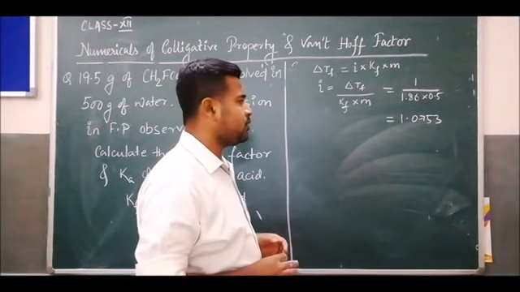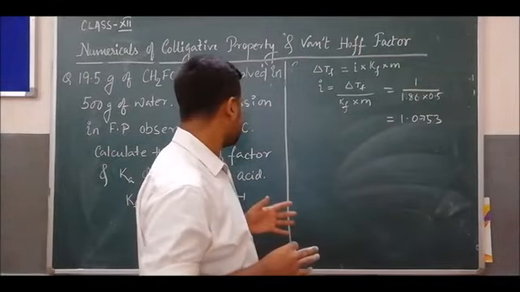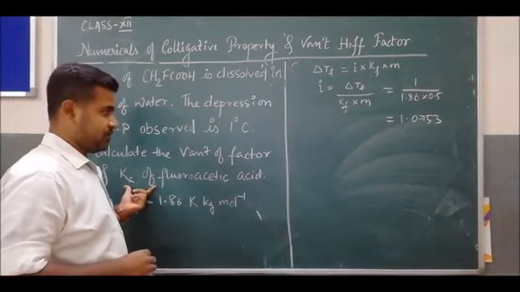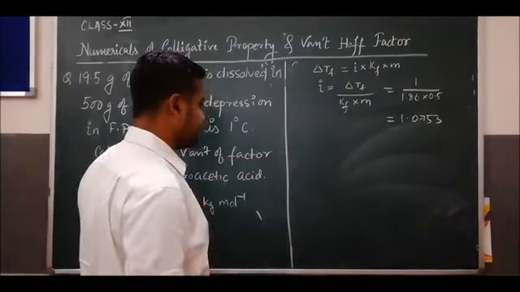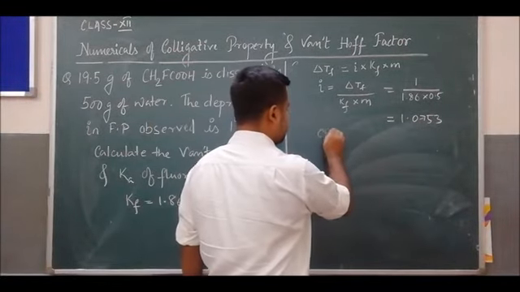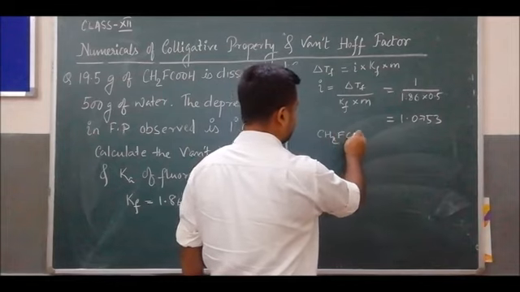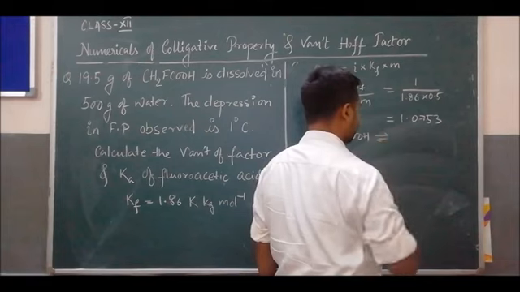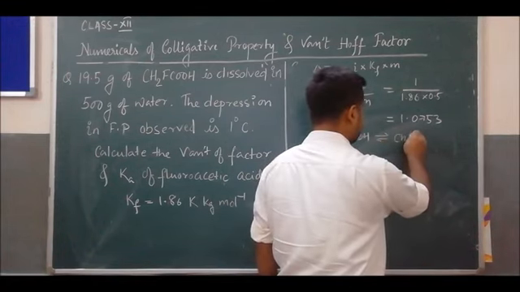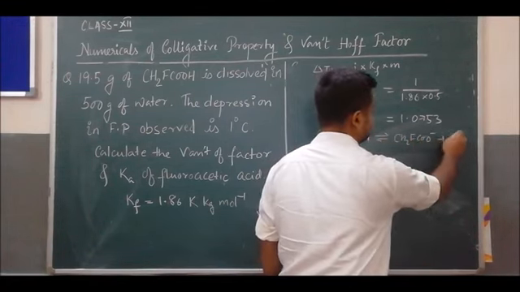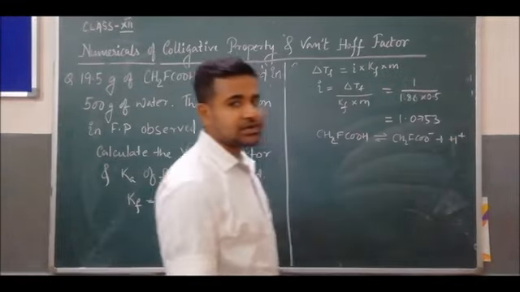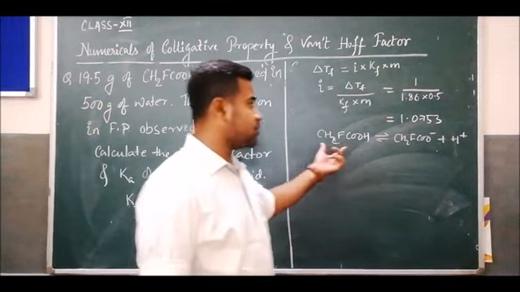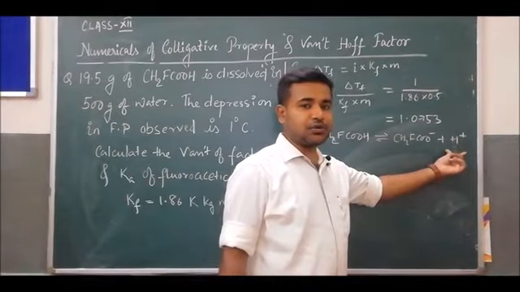Next, what we have to find out? We have calculated the Van't Hoff factor, and then we have to find out the Ka. Before going to Ka, since dissociation is there, what is the dissociation? CH2FCOOH will dissociate into CH2FCOO minus plus H plus. This is the dissociation. So it dissociates into two ions.